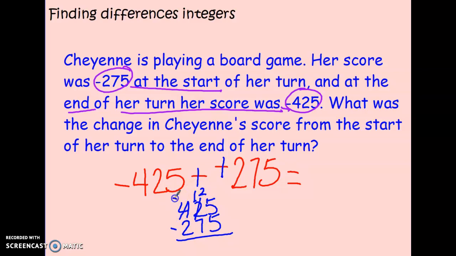This became 12. This becomes 3. 0, 12 minus 7 is 5, and then 3 minus 2 is 1. Okay, so -150. Her score decreased to -425. So we know that it wasn't a difference of -350 or 150, meaning she lost more points. Okay, so this is points. Yes. So -150 points is the difference in those two.